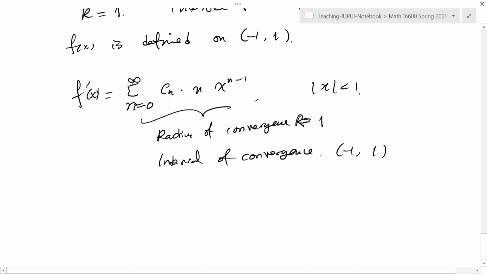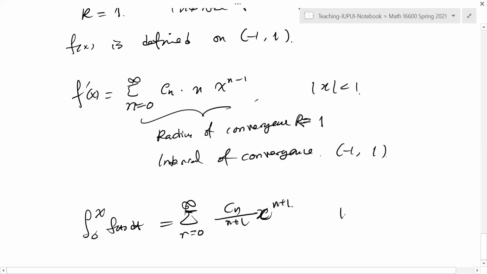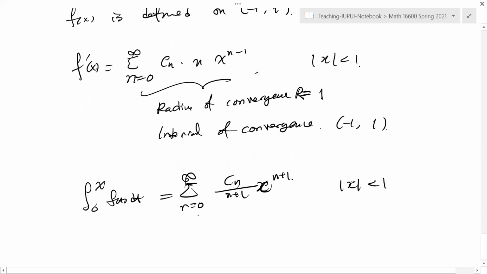All right. So how about the integral? According to the theorem, the integral from 0 to x of f(t) dt should also equal the sum of Cn over n plus 1 times x to the n plus 1. This holds for |x| less than 1. So that means this series on the right-hand side, the radius of convergence is still going to be 1. Okay, that's guaranteed by the theorem.